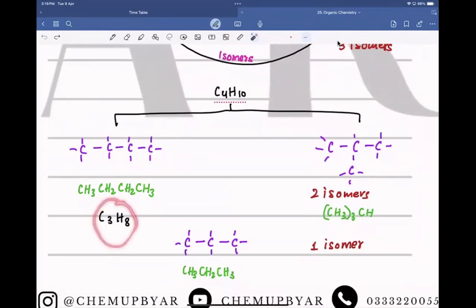Now, let's move to C3H8. See, only 3 carbon atoms. It has 1 isomer. If you try to make a branch, you can't make a branch out of it. That's why it has only 1 isomer. There will be no other possible structure for C3H8. Is this clear to all of you?